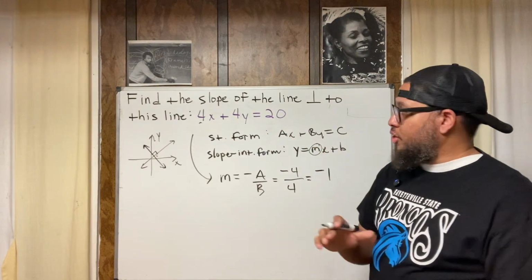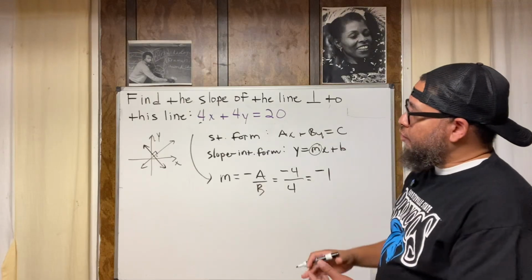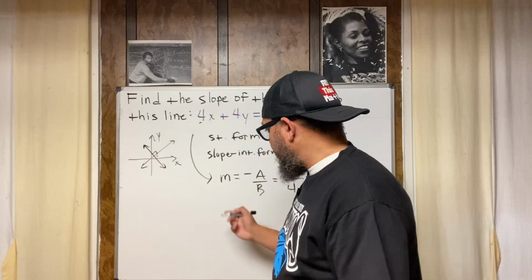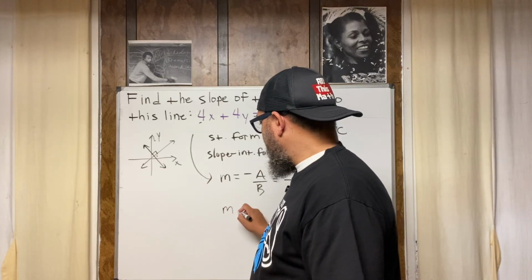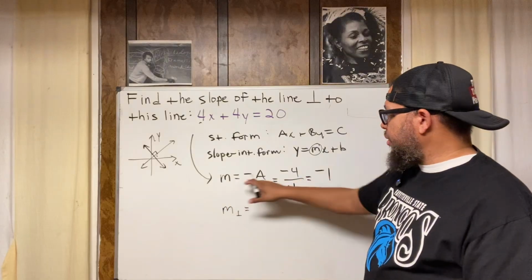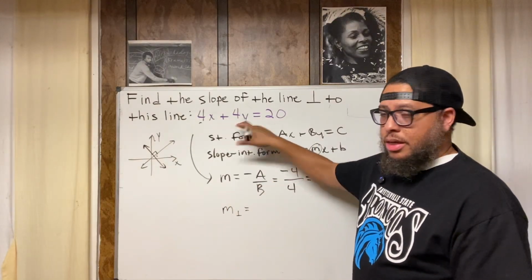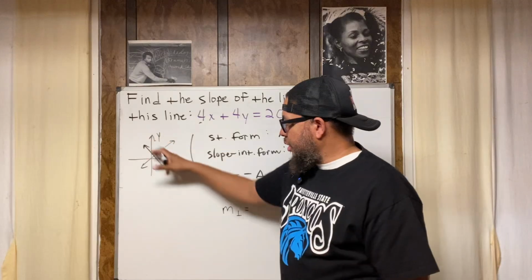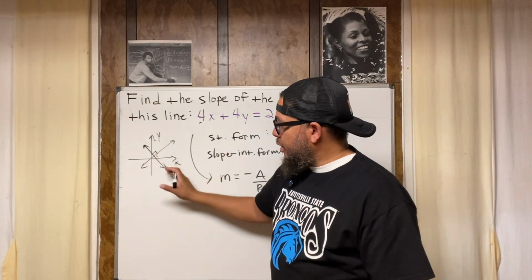Now, is that the answer to the question? No, because we've got to find the slope of the line that's perpendicular. So this is what I like to do. M, and then I put the little perpendicular symbol like that, right? That's the original M, the slope of this line. And then we want to find the slope of the line that's perpendicular to this. Remember, this is the original line. This is the perpendicular line.